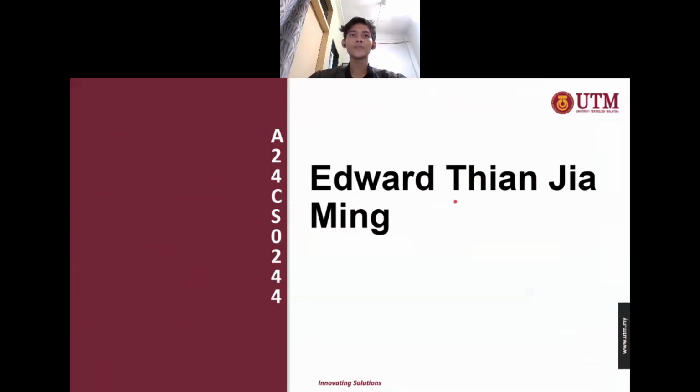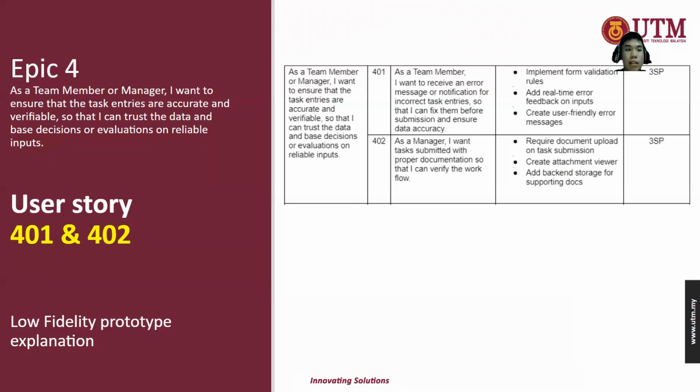All right. Thank you. So my part of this project is Epic 4, which is basically about: as a team member or manager, I want to ensure that the task entries are accurate and verifiable so that I can trust the data and base decisions or evaluations on reliable inputs. For that, we created 401, which is an error message or notification so they can see if the task entry is correct or incorrect. And then for 402, which is for the manager, we make sure that all the tasks submitted have proper documentation so that the manager can verify the workflow.